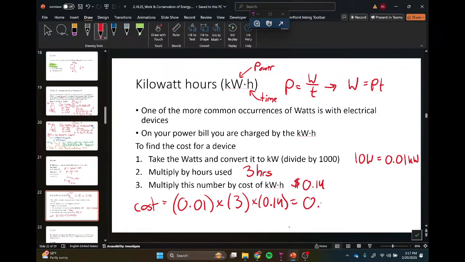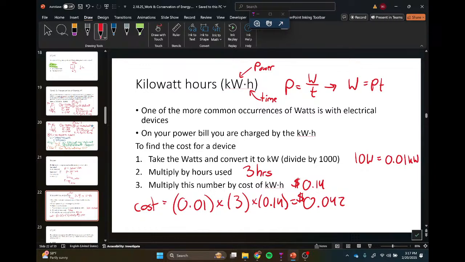If you plug that in, 0.042 dollars, so that's how much it costs to run that 100-watt light bulb for that day. Again, you don't need to know this. I'm not going to test you on this, but it's something that you are experiencing every month. You've got to pay the electric bill.